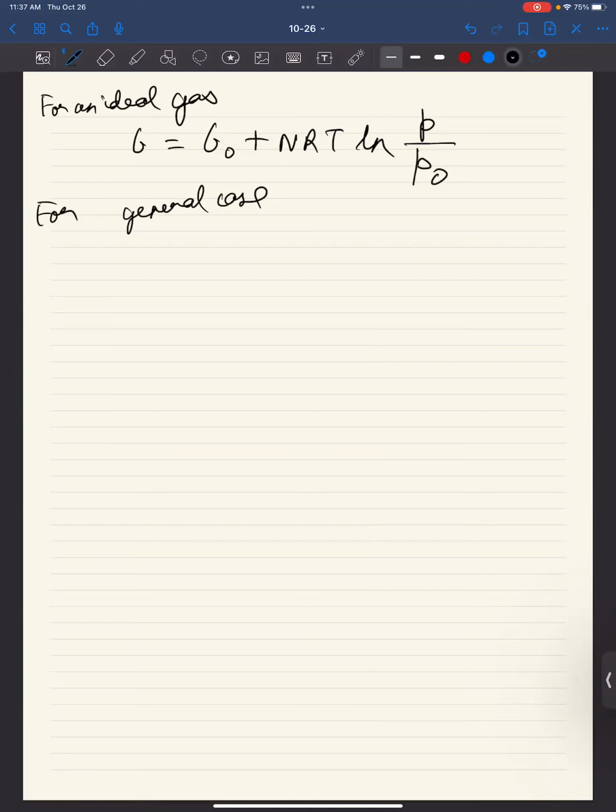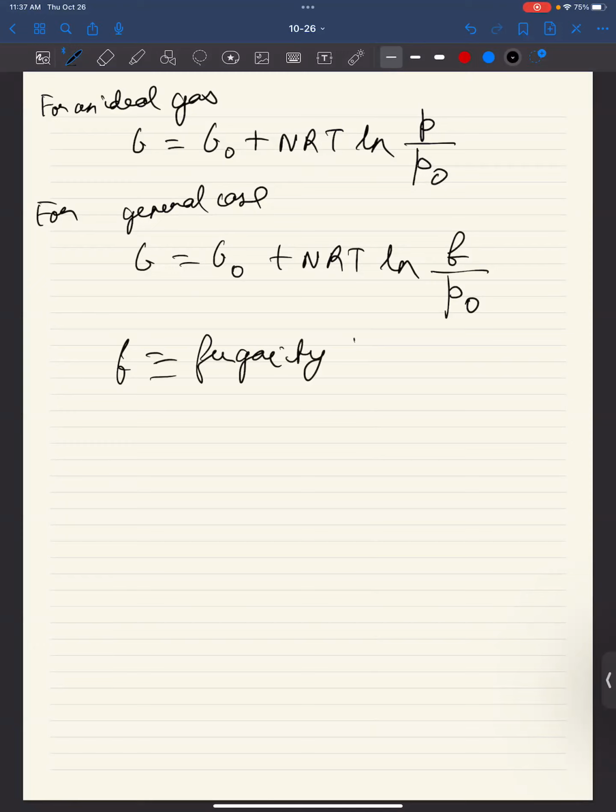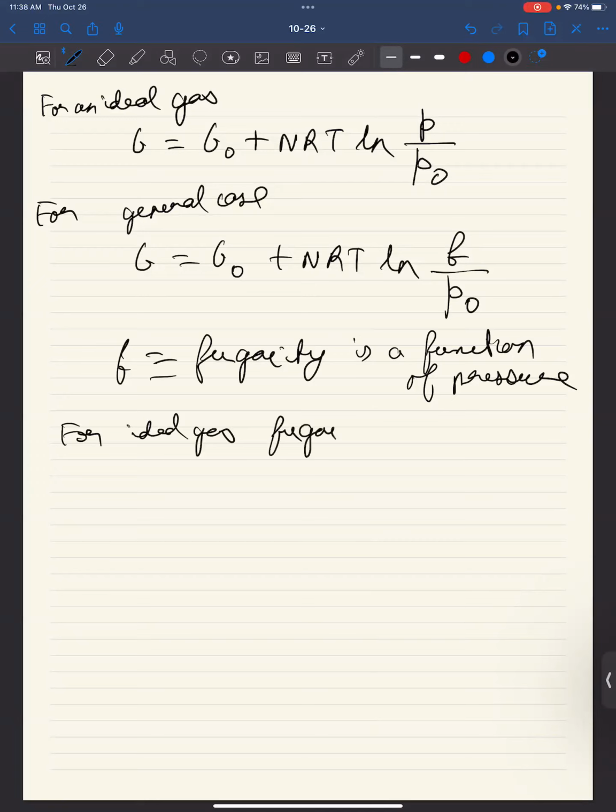For general case, G is equal to G naught plus nRT ln F by P naught. And this F is called fugacity, is a function of pressure. For ideal gas, fugacity F is equal to pressure, right? There is no difference. For a non-ideal gas, F will not be equal to pressure.